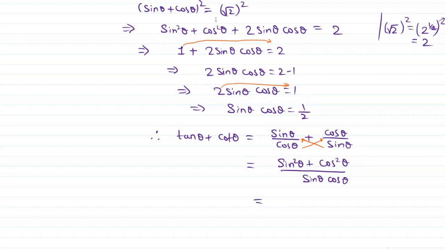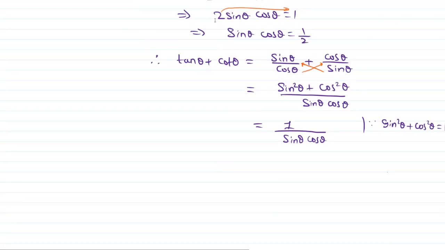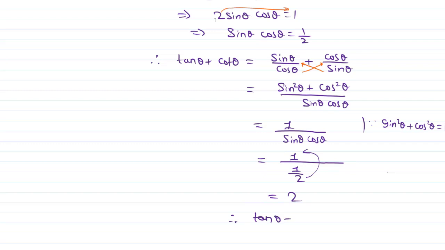Sin square theta plus cos square theta is nothing but 1, by trigonometric identity. Substitute the value of sin theta into cos theta: the numerator is 1, and sin theta into cos theta is equal to 1 by 2. The 2 goes to the numerator, which is equal to 2. Therefore, tan theta plus cot theta is equal to 2.